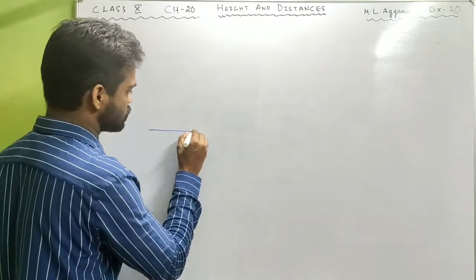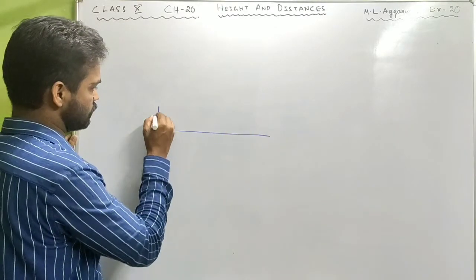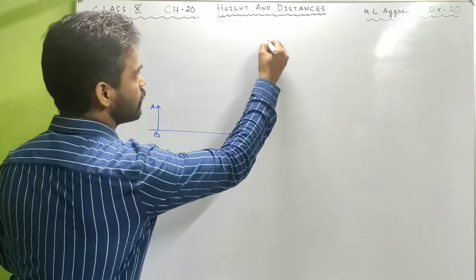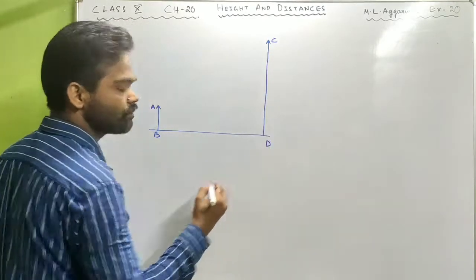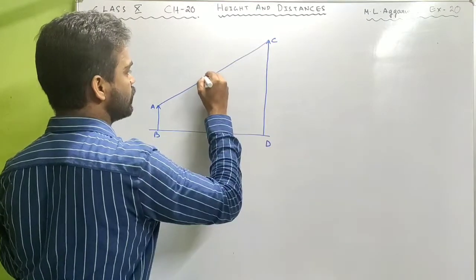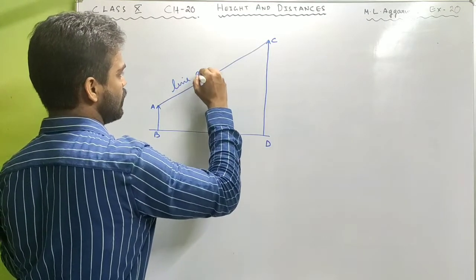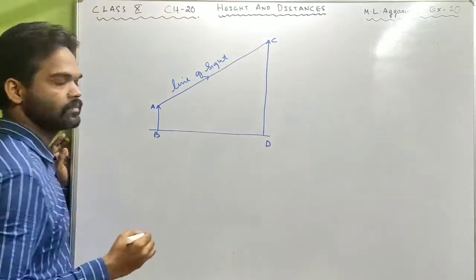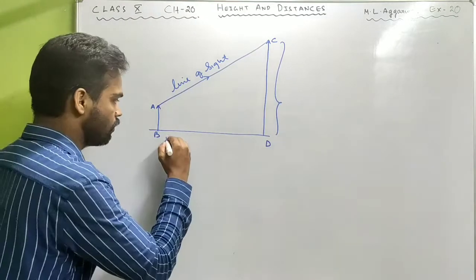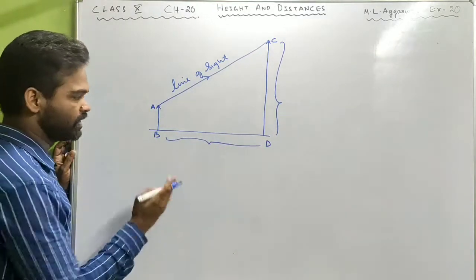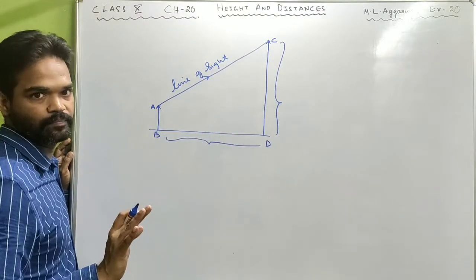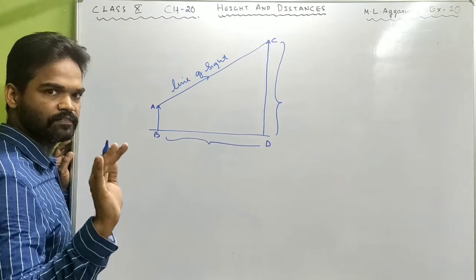See, suppose you take a situation, you are standing on the ground, suppose AB, and there's a building at a distance, suppose CD, okay, and you are seeing the top of the building, then this is known as line of sight. So we can calculate the height of the building or the distance between AB and CD by using the concept of trigonometry. Okay, let us see first few concepts.